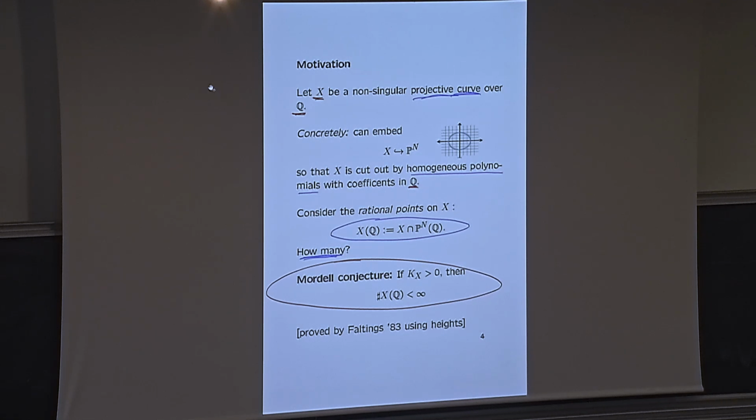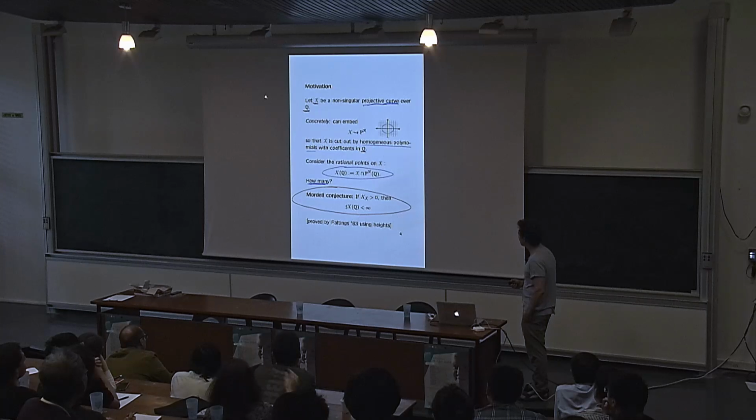And that proof actually uses height in a sort of non-obvious way, but it uses heights. So that's one motivation for using height. It gives you more control on the points by measuring their size in some sense. But of course, the proof is a lot more complicated than that, obviously.